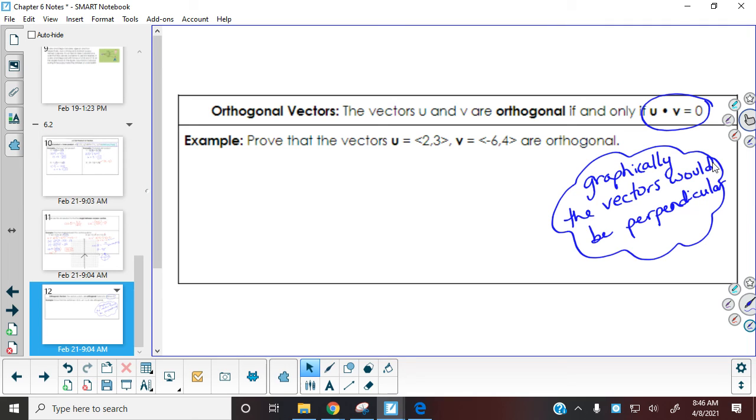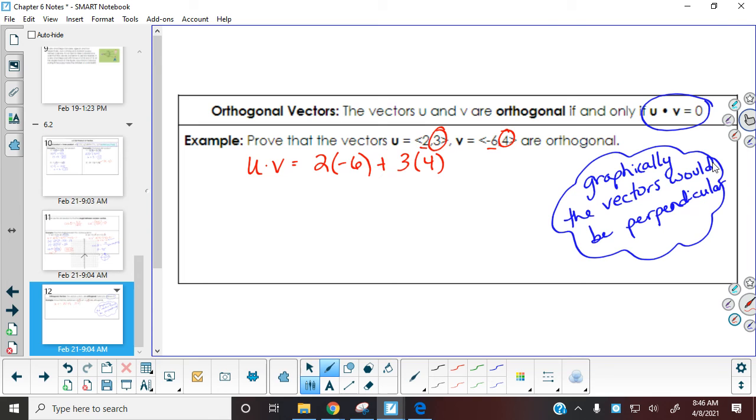So if you take a look at this, you've got the dot product u, v. Again, horizontal components, 2 and -6. Vertical components, 3 and 4. We add those two together, you get -12 plus 12, which is 0. Therefore, it checks that those are indeed orthogonal.